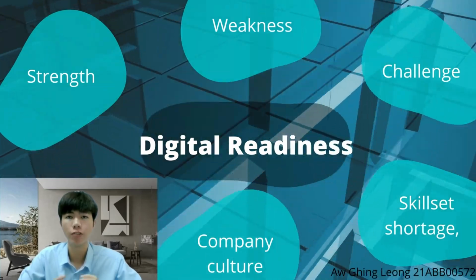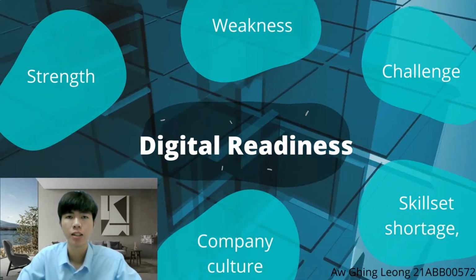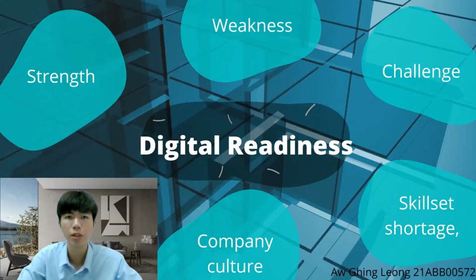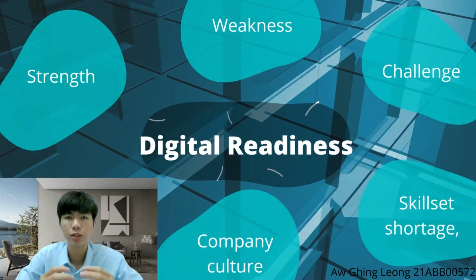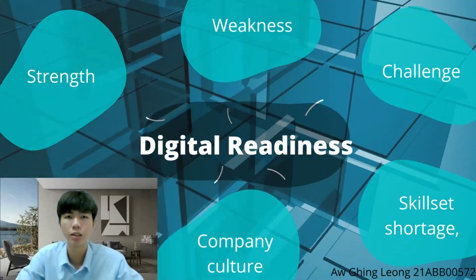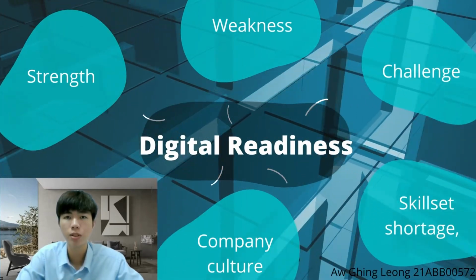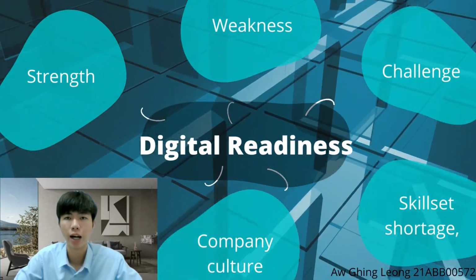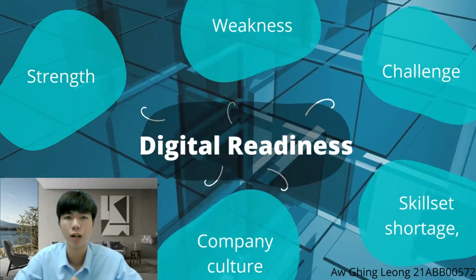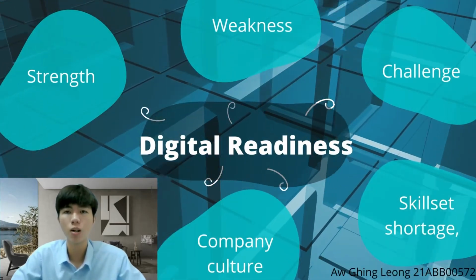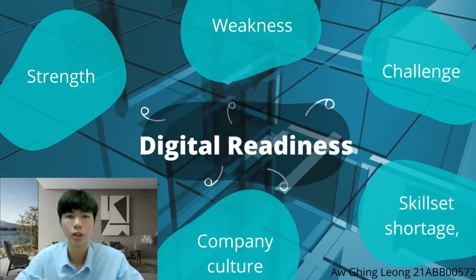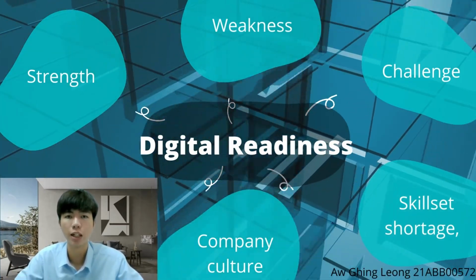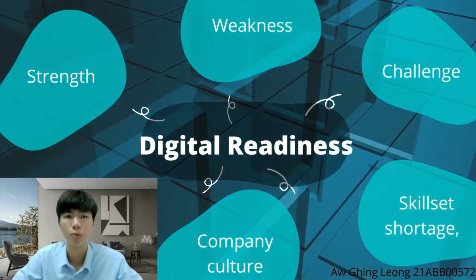These are the components of digital readiness of iMazing, such as strength, weakness, challenge, skills, skill set, shortage, and company culture. The company realized that digital transformation can enhance its strength as it can allow the HR staff and marketing team applied in a web-based platform to enhance productivity, efficiency, and flexibility. The weakness of iMazing Realty is unattractive advertising. Companies need to make sure that they have creative advertising in order to attract the attention of more customers.